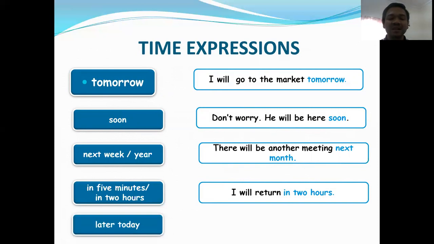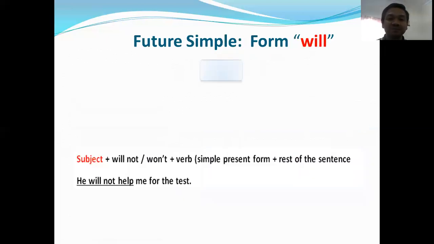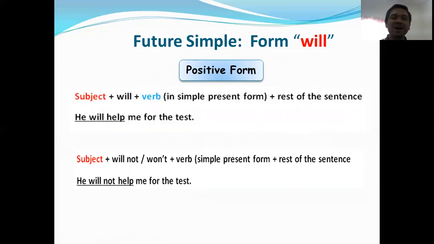And last but not least, later today. You will say, hold on, let me just transfer here. I will finish my report later today. So these highlighted words are the time expressions being used in future tense. Okay, take note. Now, let's talk about the form. So how can we form future tense? We have here positive and negative.